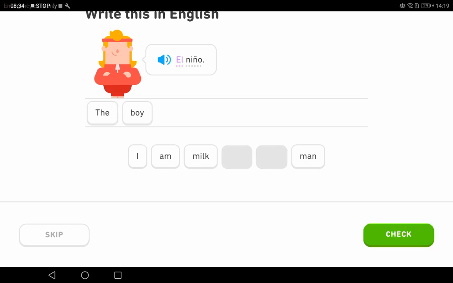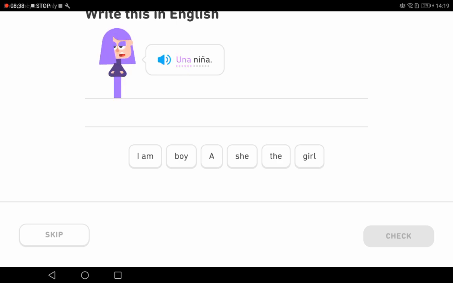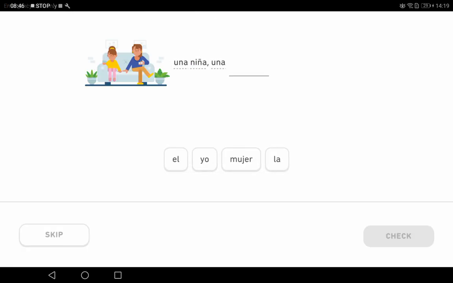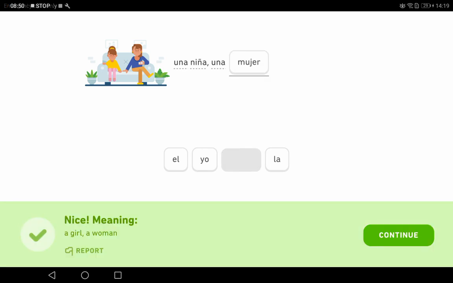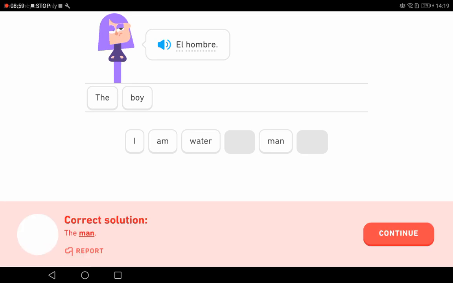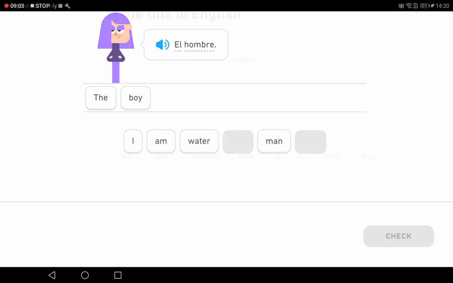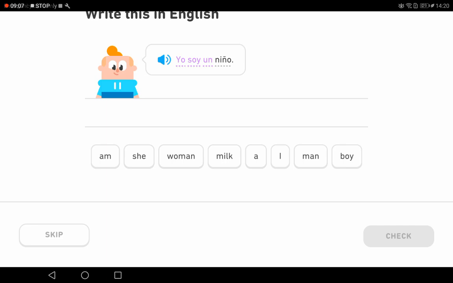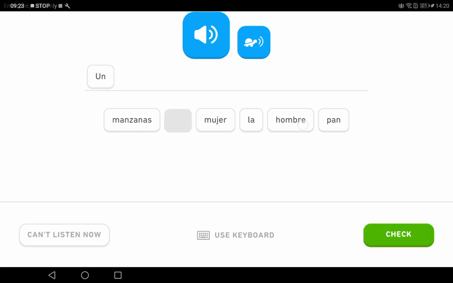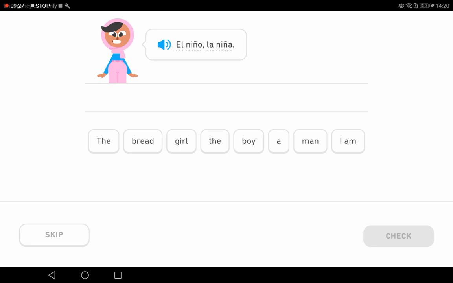The boy. Una niña. A girl. El hombre. The boy. I forgot it. Yo soy un niño. Yo soy. I am a boy. Un hombre. Un hombre. Hombre. El niño, la niña. Ay, no.